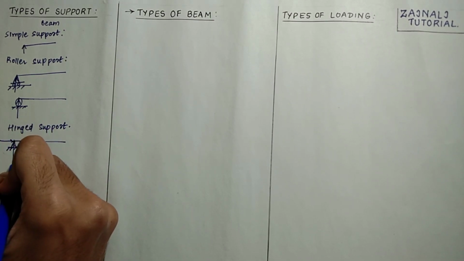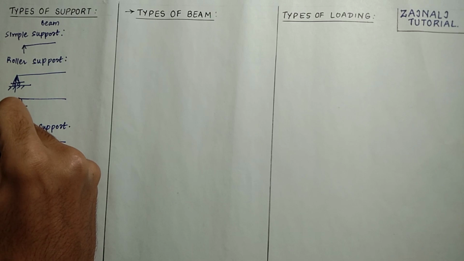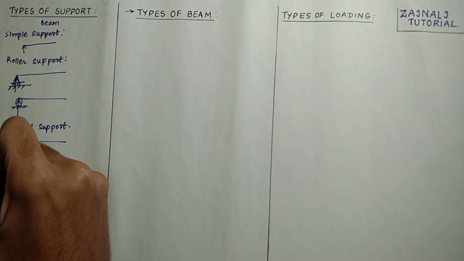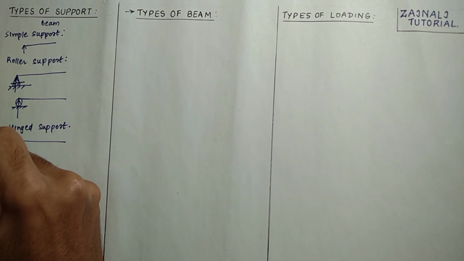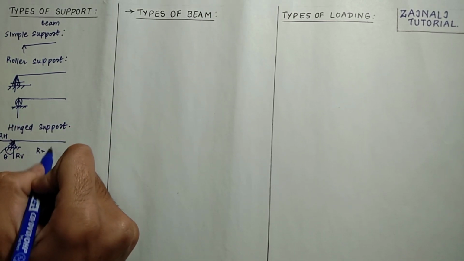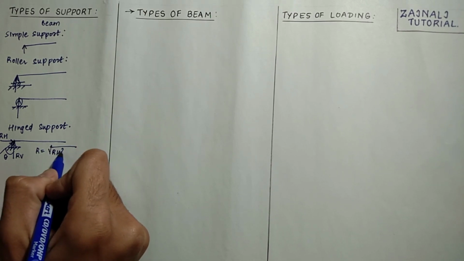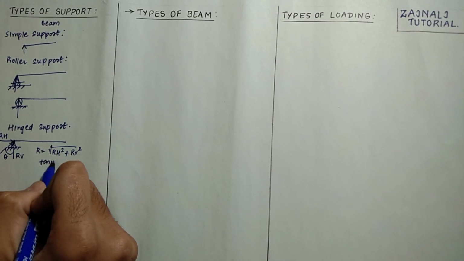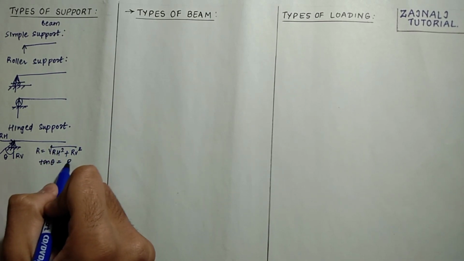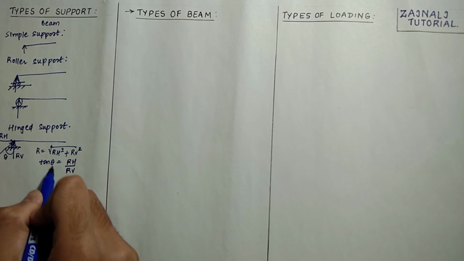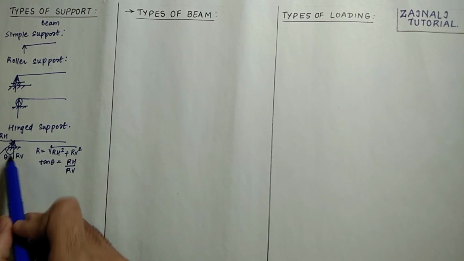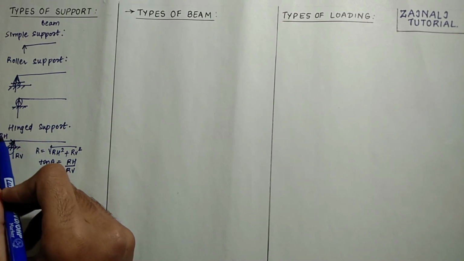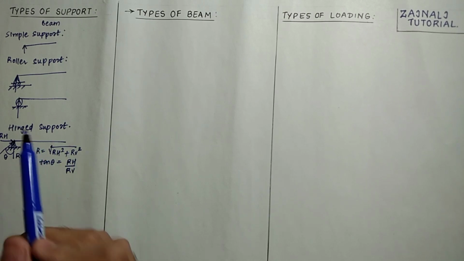Let us note it as RV. This is the vertical reaction and this is the horizontal reaction. The resultant reaction would be acting at a certain angle theta. So the magnitude of the resultant reaction R can be evaluated by R equals the square root of RH squared plus RV squared. Also tan theta equals RH divided by RV, where theta is the angle made by the resultant with the vertical reaction. Such a support has two reactions, that is RH and RV at the support.